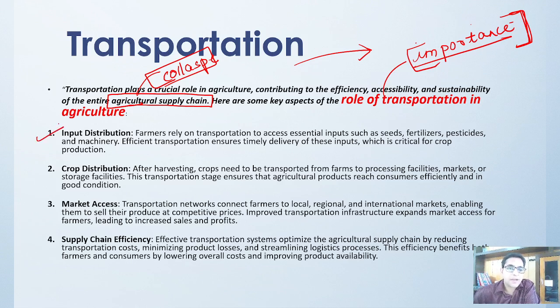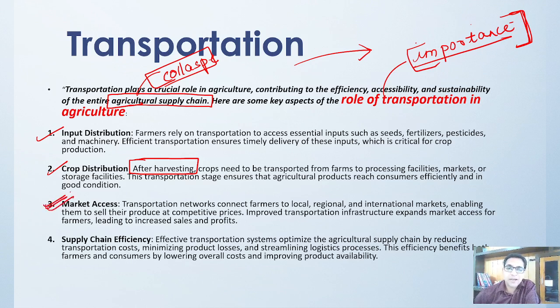It provides proper input distribution, because farmers rely on inputs. If you want to buy fertilizer, seeds, pesticide or machinery, you have to depend on transportation. That is the first thing. Then crop distribution. Once you have harvested your crop and it is lying in your field, from the field to various processing centers, warehouses, and storage facilities, you need a good transportation system.